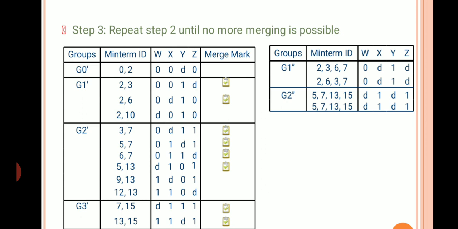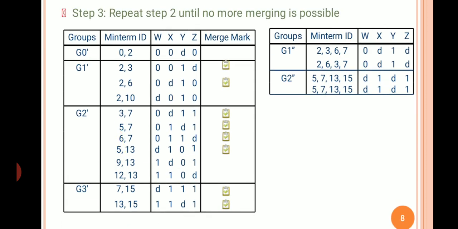There can be some min terms in front of which merge mark is not present. Observe the first table in this diagram, in this slide. G0 dash, no merge mark. G1 dash 2, 10, min term 2, 10, there is no tick mark. What is the meaning of this? These are called as EPI, that is essential prime implicant.